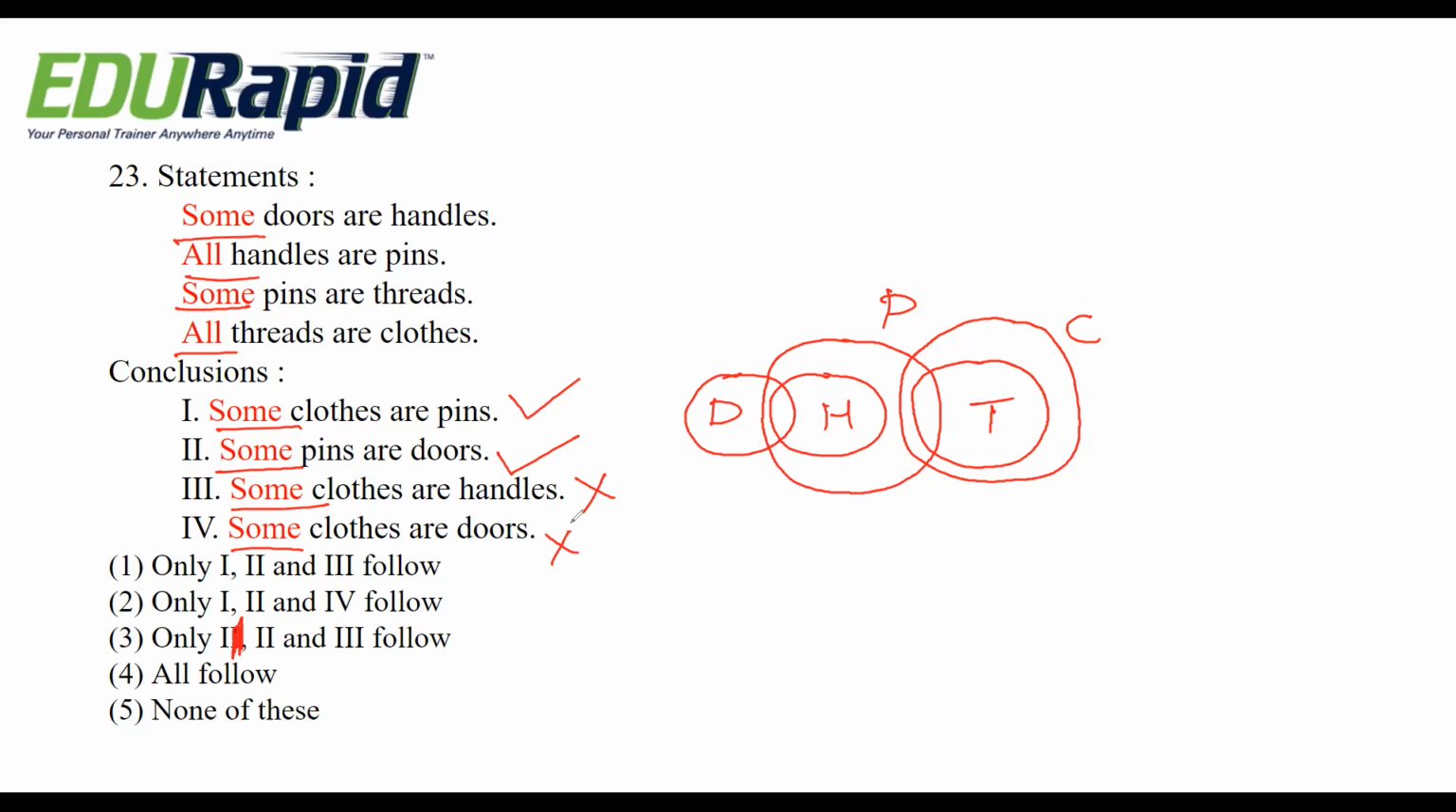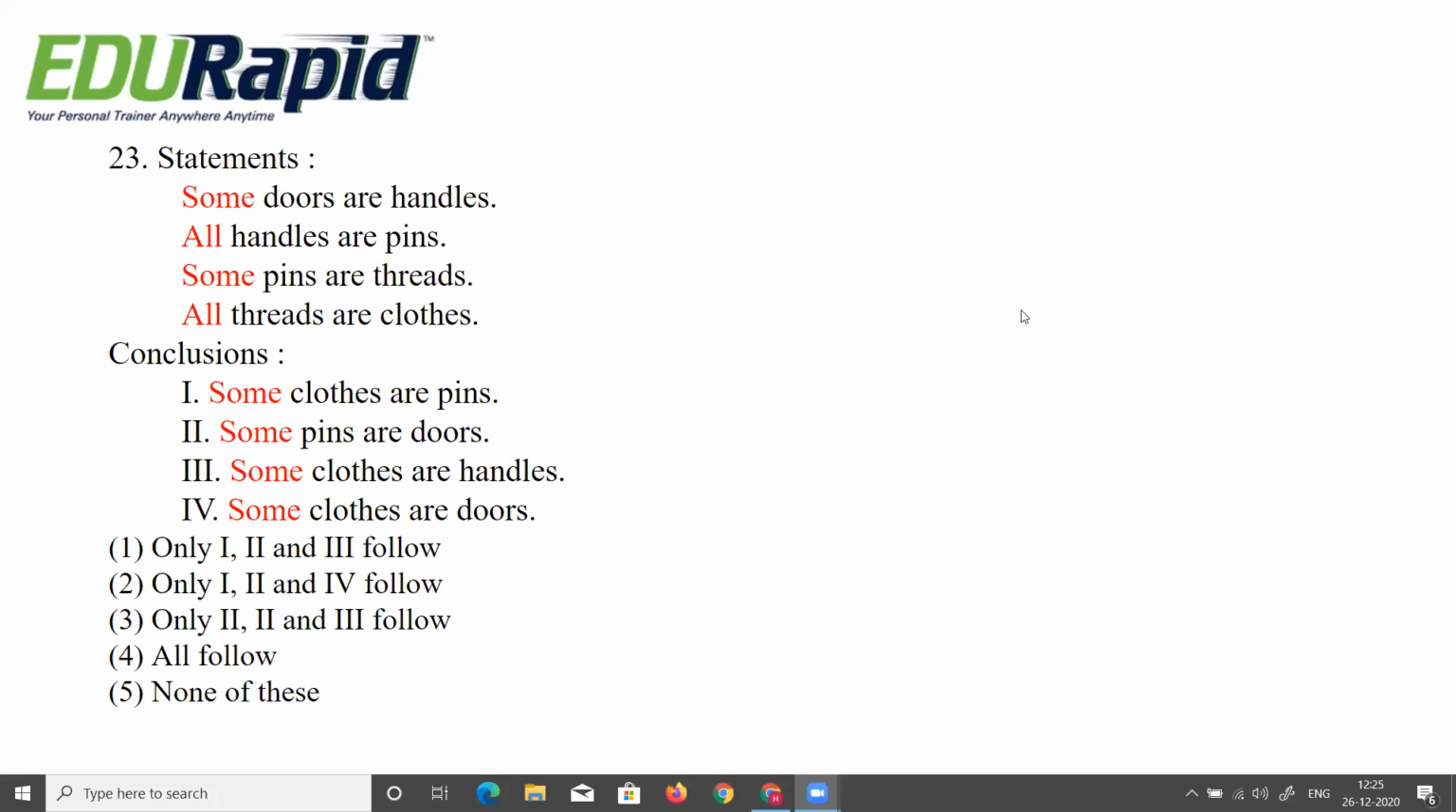So we can say that only conclusion 1 and 2 follow. So for this we can say that none of this is the answer, because nowhere in the remaining four options did they mention only conclusion 1 and 2 follow. So none of this is the answer. That is option 5, none of this.